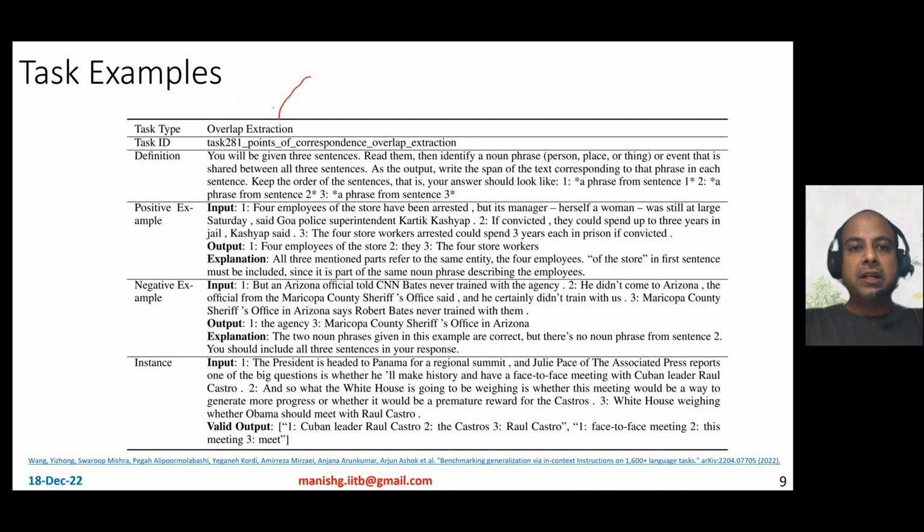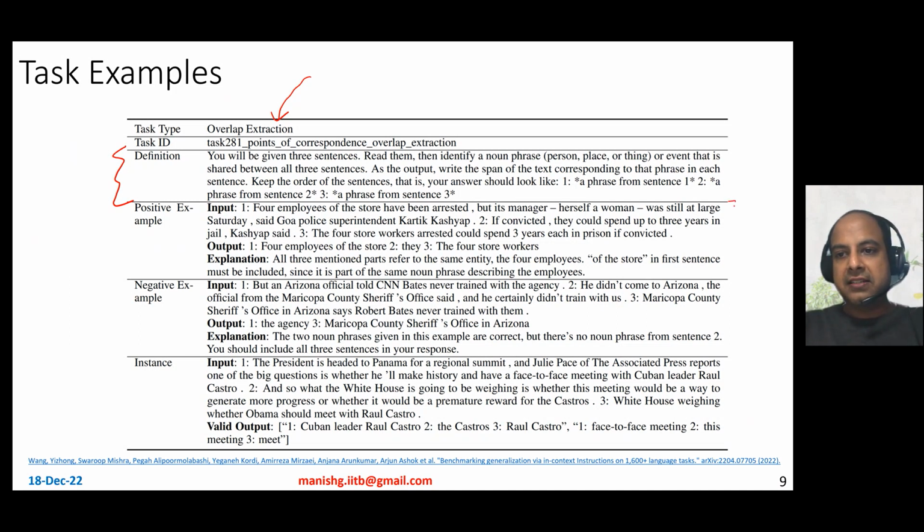Here is another one, overlap extraction. So the idea is you're given 3 sentences in this task as input. You have to read them and then identify a noun phrase, which is a person, place, or thing, or an event that is shared between all these 3 sentences. Of course, it's not going to be written with exactly the same words, but they denote the same underlying person, place, thing, or event, right? And as an output, you're supposed to bring out those phrases nicely.